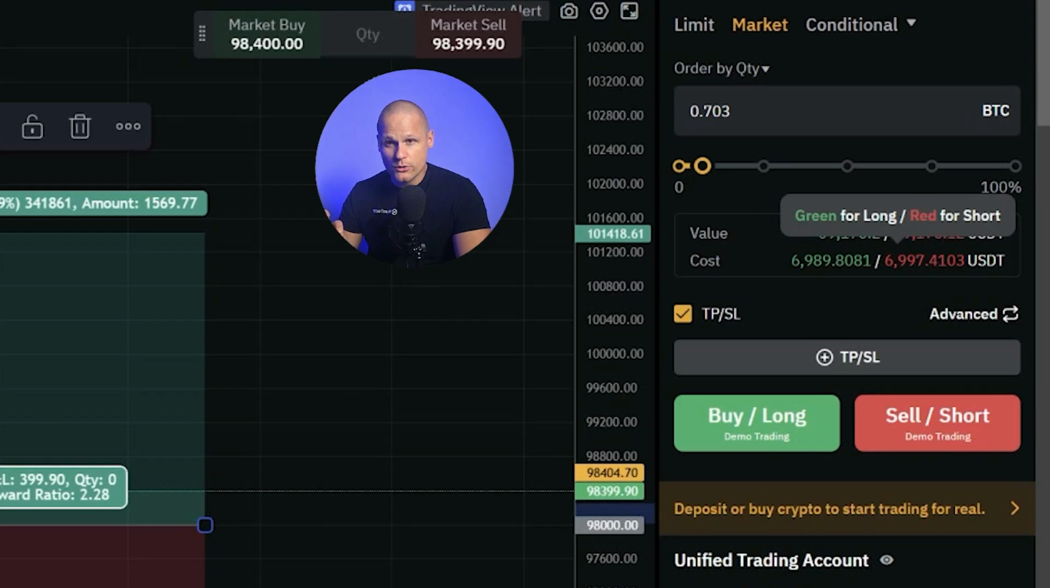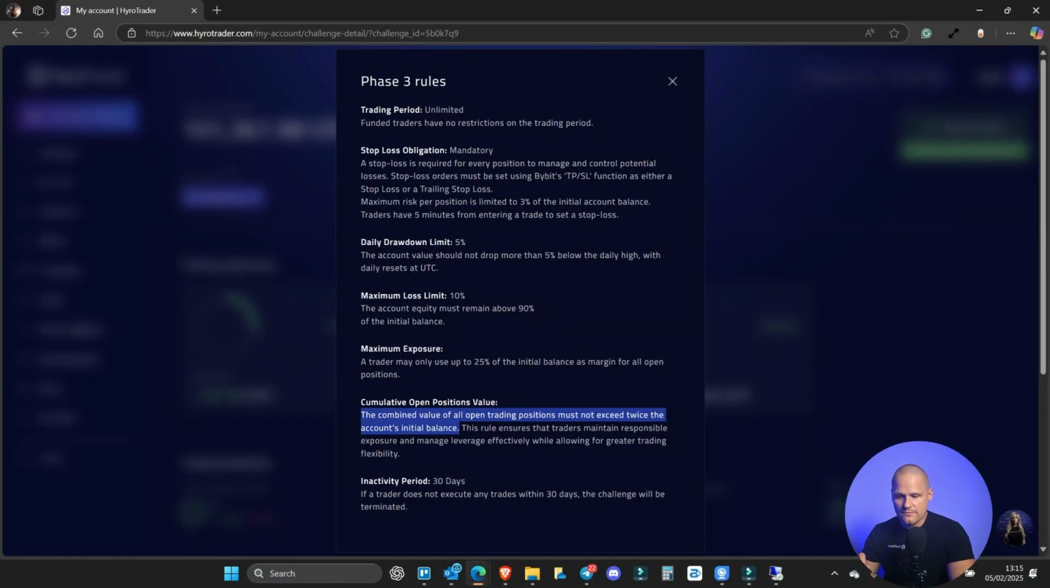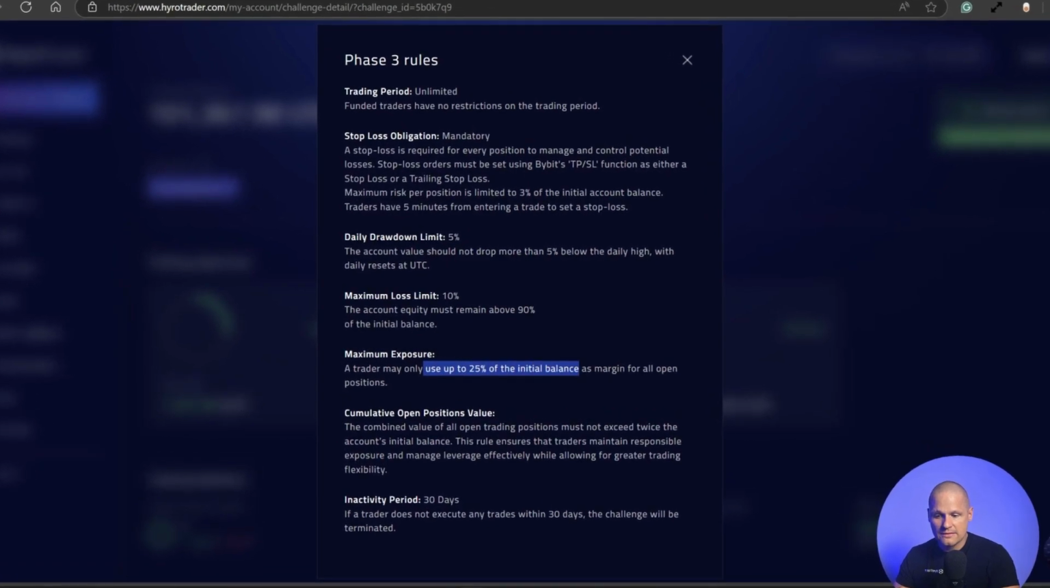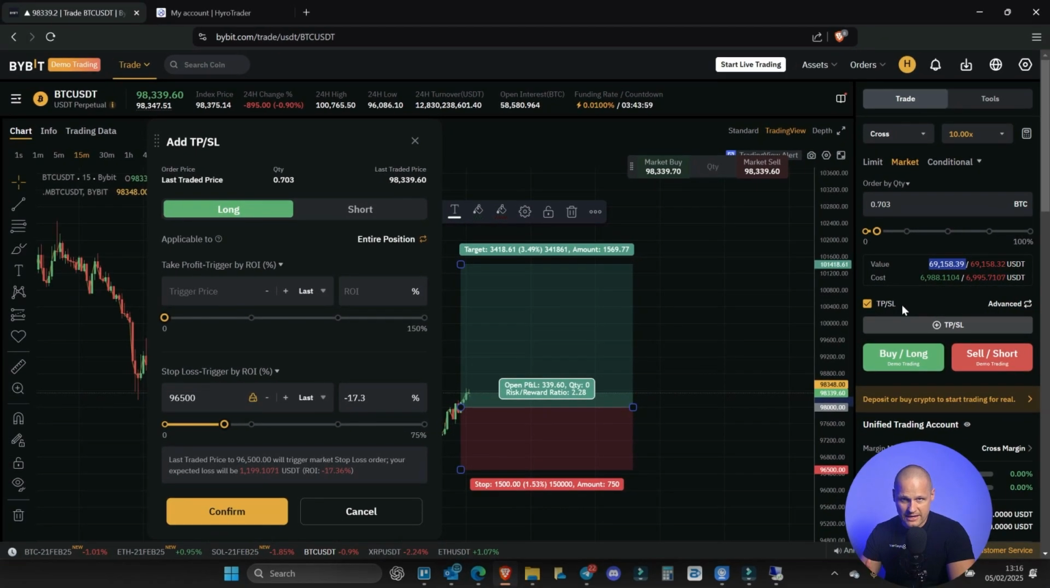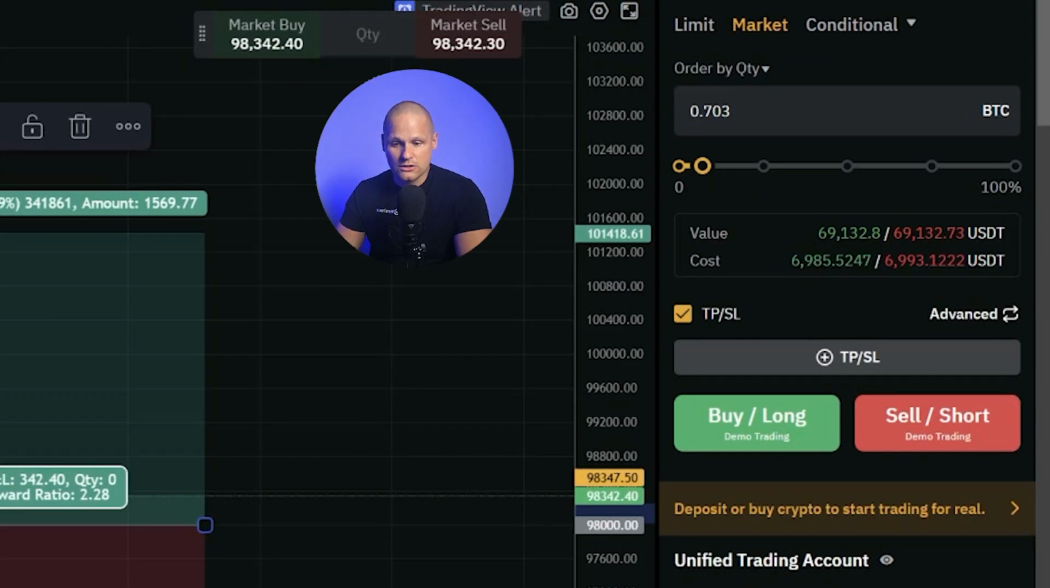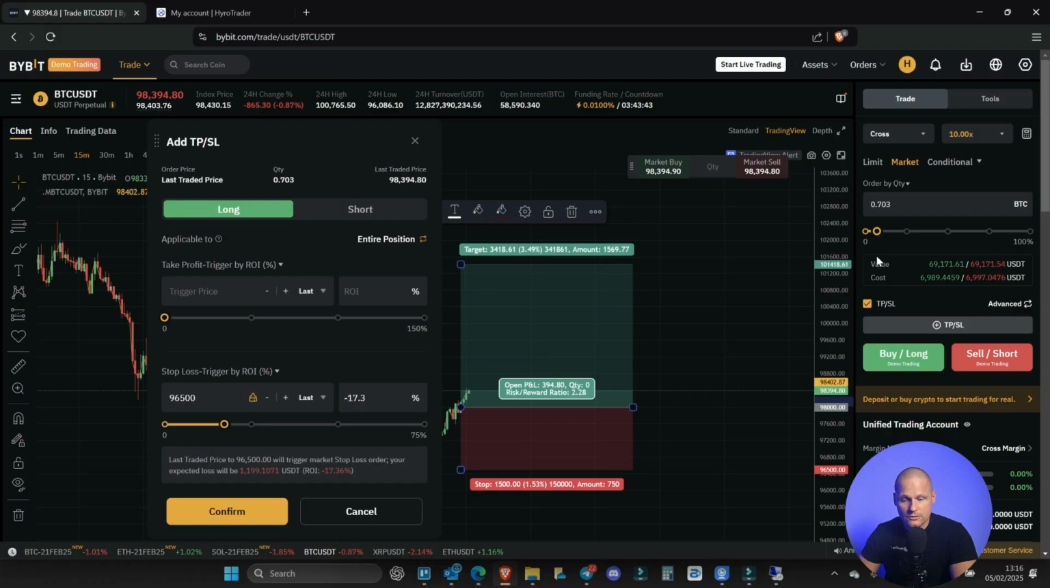Let's go back to the rules. In here we can see the cumulative value of all trades should not exceed twice my account, and the maximum exposure should not be more than 25% of my balance, right? So in the platform, this value should not be 200k if my account is 100k, and this cost should not be 25,000 if my account is 100k, but it's all combined from all the trades. So you should be careful with your position sizing and the risk, right? This is what you need to keep in check for all trades combined together.